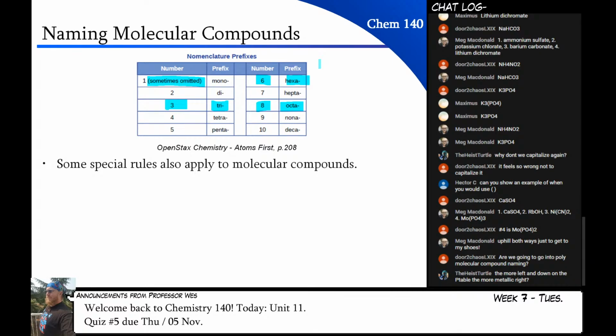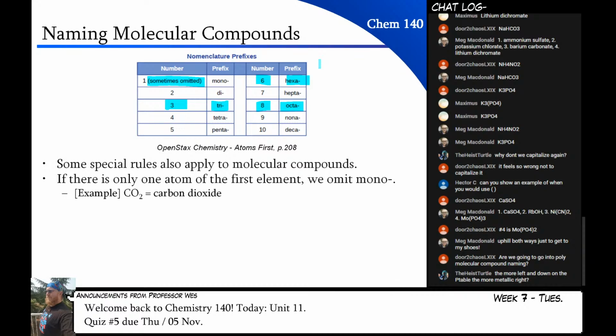There are some spelling exceptions that occur to make things sound better. There's no reason that this is done other than, oh, it sounds stupid that way. I'm going to change it so it sounds better this way. Okay? Here are the exceptions that come up. The first is, if the compound we're looking at has only one of the first element, you don't use mono. So I would call CO2 carbon dioxide and not monocarbon dioxide.